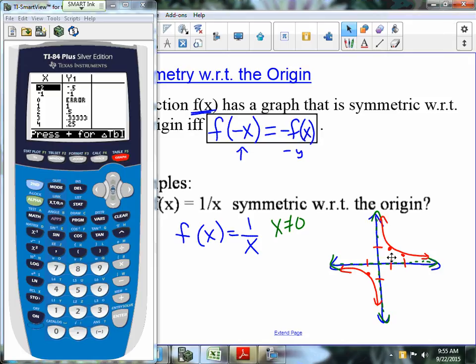Now, does it look to you like it has origin symmetry? If you take any point on the graph, if you draw a line segment through the origin, do you find a point equidistant on the other side?